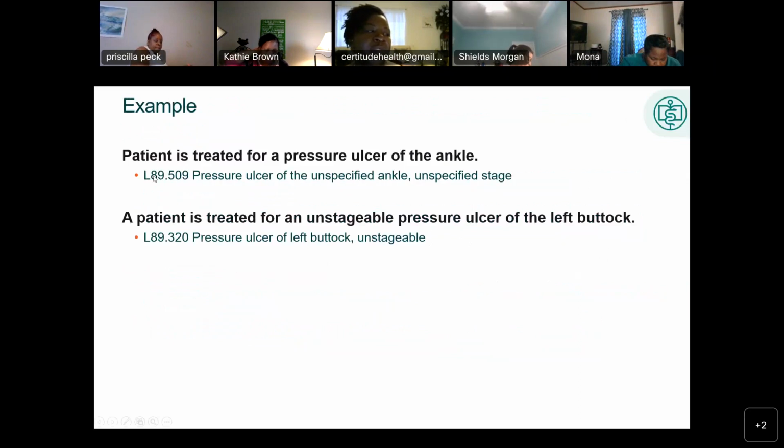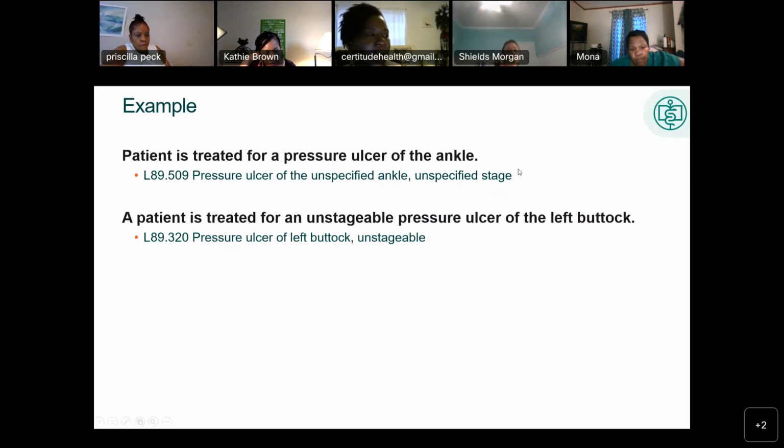A patient is treated for a pressure ulcer of the ankle, and we code according to what this example says. All the example says is the patient is treated for a pressure ulcer of the ankle. It's not telling us what stage. It's not telling us if it's a deep ulcer. It just says ulcer. So this would be considered unspecified because the documentation in our example did not give a stage.